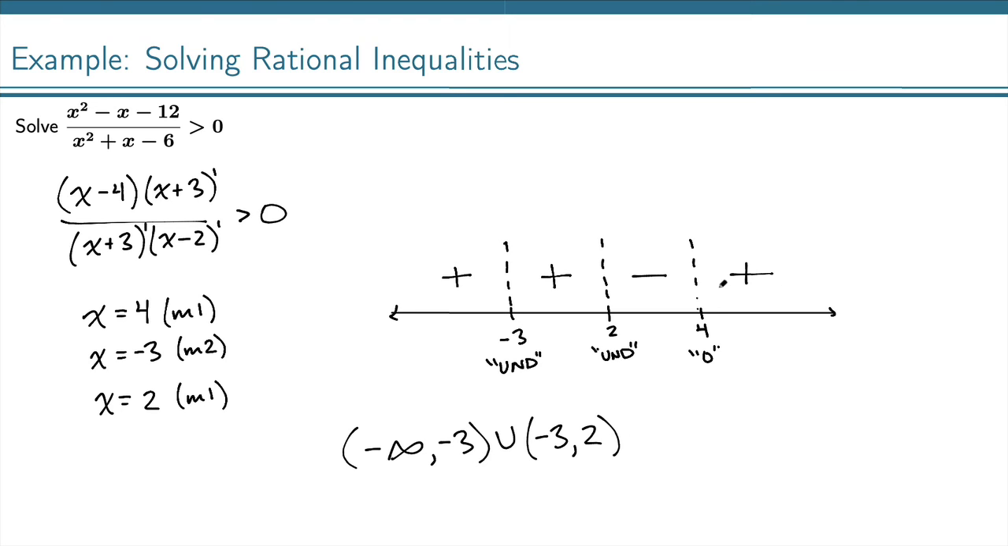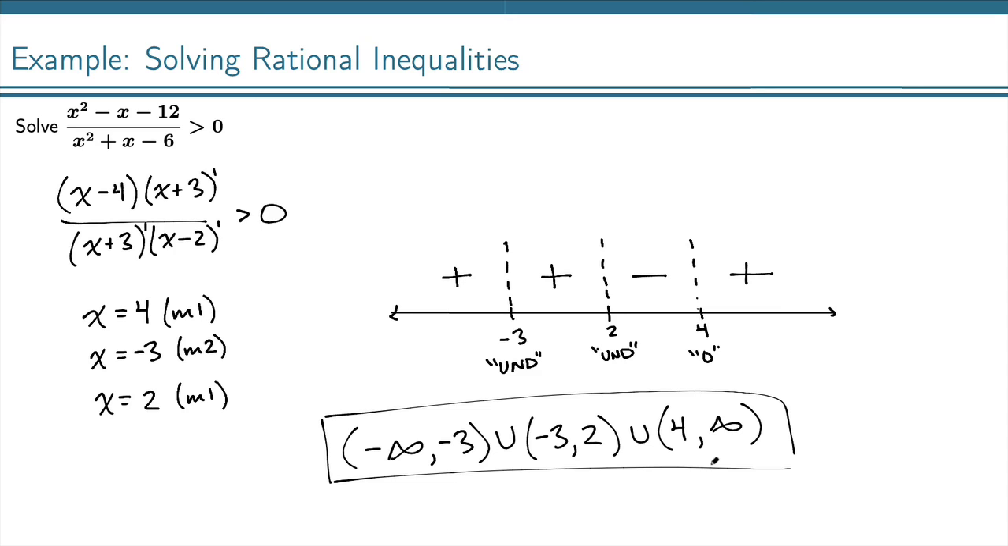And then I've got my last section that's positive, starting from 4, and at 4 it's equal to 0, but I don't want it equal to 0, so I can't include that either. And then up to infinity. That's my solution to this rational inequality.